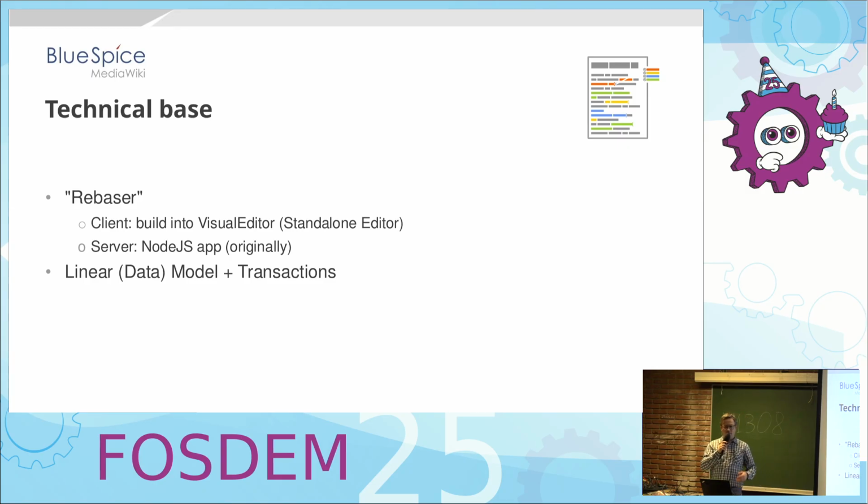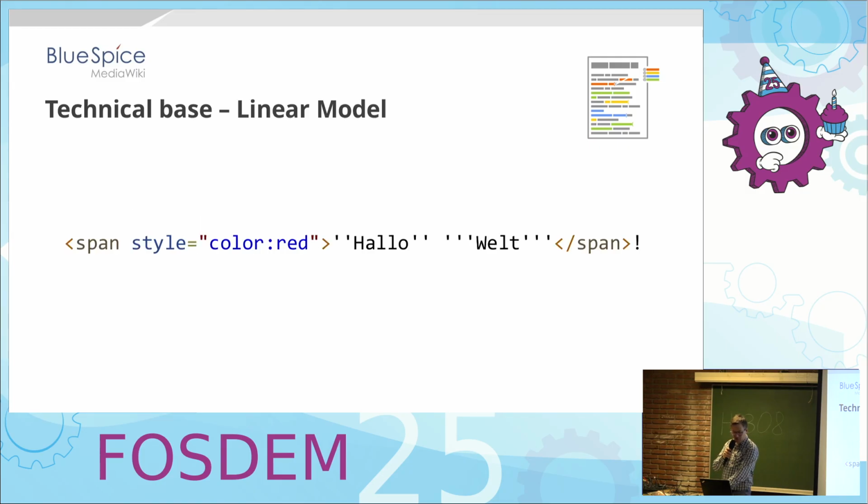The way the visual editor represents the data, the HTML data, and the way it interacts with it using transactions. And this linear data model, I want to spend a little bit of time on it. So what does this mean? What does linear model mean in this context?